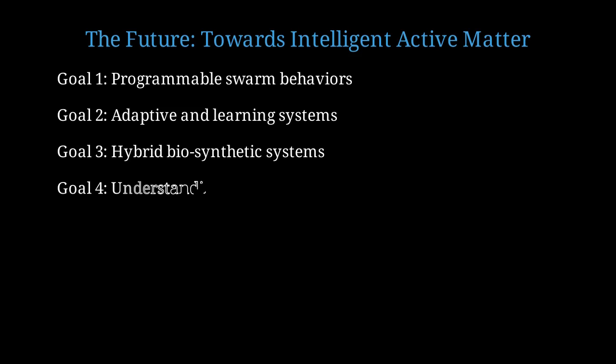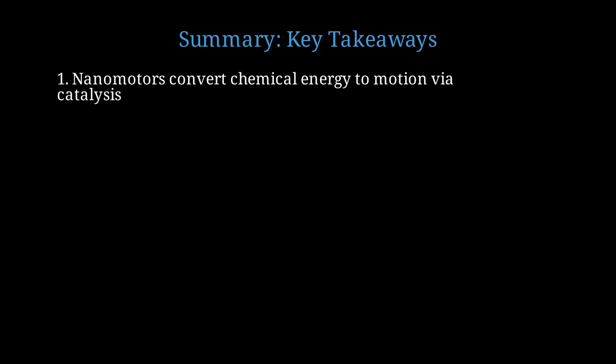Fundamentally, these systems help us understand the minimal requirements for lifelike behavior. By systematically adding complexity, we can identify which features are necessary for various living properties. Let me summarize the key concepts from this lecture. Catalytic nanomotors are synthetic particles that convert chemical fuel into directed motion through asymmetric catalytic reactions on their surfaces.